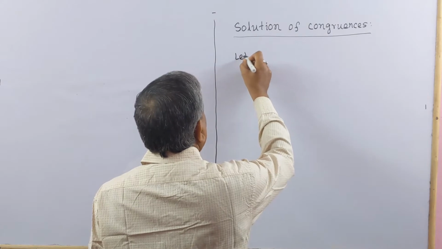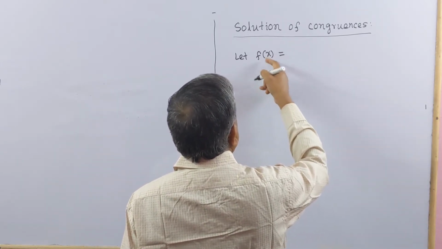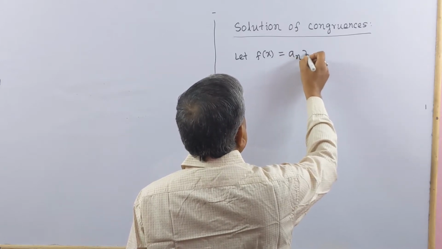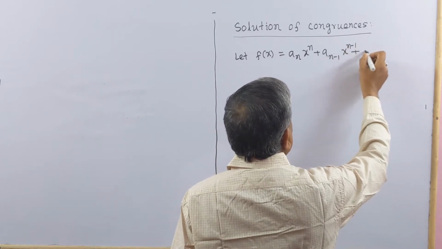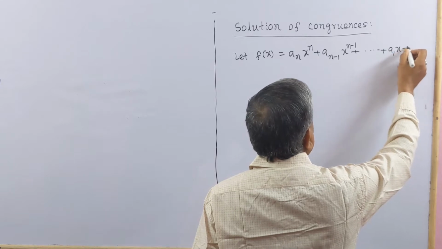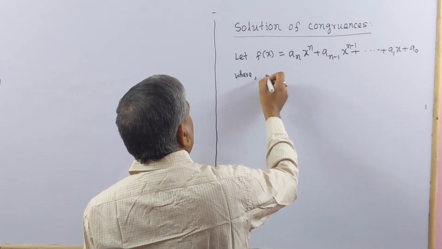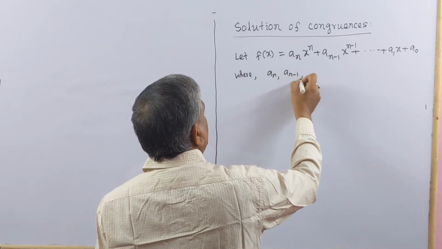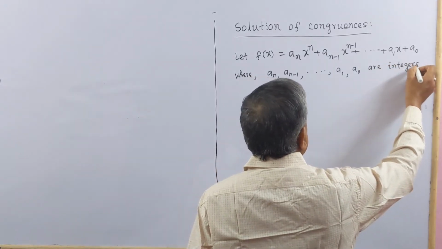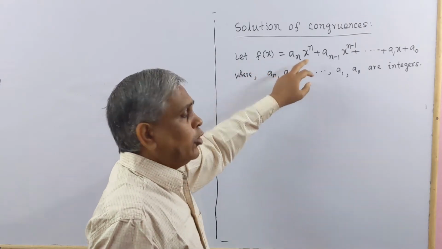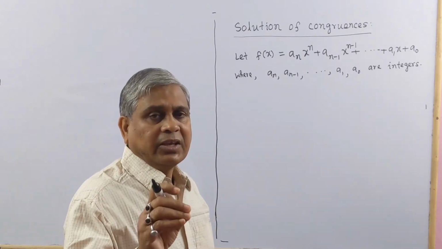Let f(x) be a polynomial of degree n, f(x) equal to a_n x^n plus a_(n-1) x^(n-1) plus ... plus a_1 x plus a_0, where a_n, a_(n-1), ..., a_1, a_0 are integers. Therefore, f(x) is a polynomial of degree n in which the coefficient of each term is an integer.